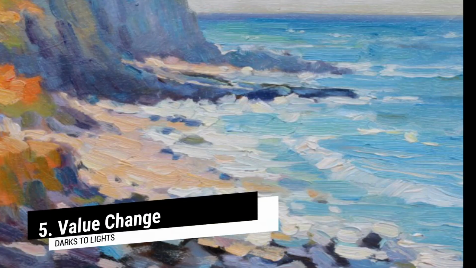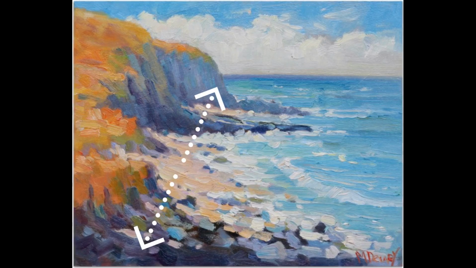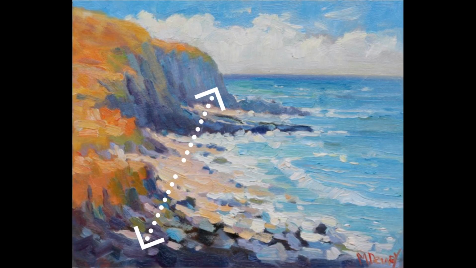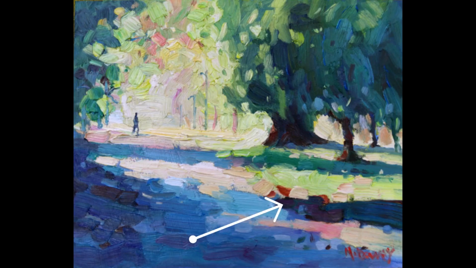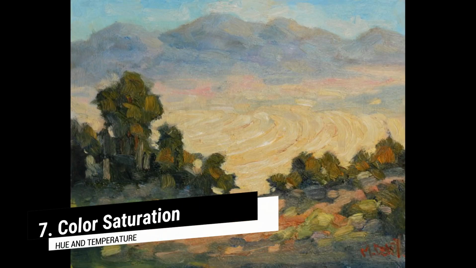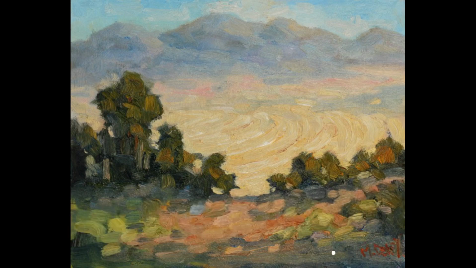The change of values, so your colors will be darker in the foreground, lighter in the distance. You can also use dark accents in the foreground like this to attract the eye into the foreground, and then the eye moves into the distance where there's more sense of space and light. Color saturation is important. In the foreground you can have warm saturated color and then getting cool and desaturated into the distance.